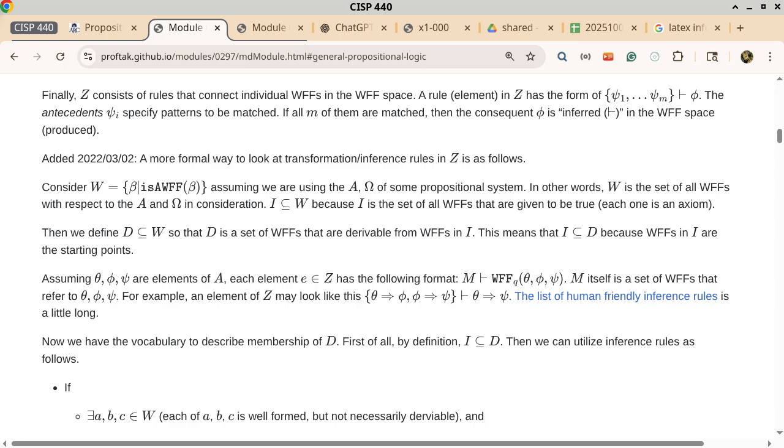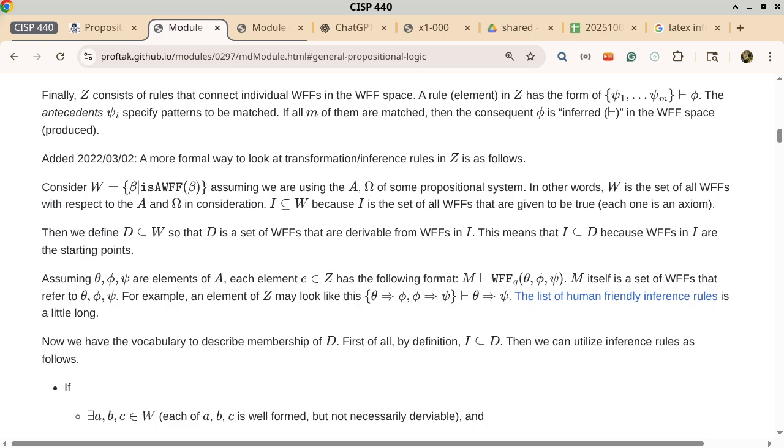All right. So iota is a subset of W because iota is the set of all well-formed formulae that are given to be true or that are known to be true. Don't ask me why, we just know they're true. Can everybody relate iota to W? W is everything that is syntactically correct. Iota is everything that is known to be true to begin with. Are we good?